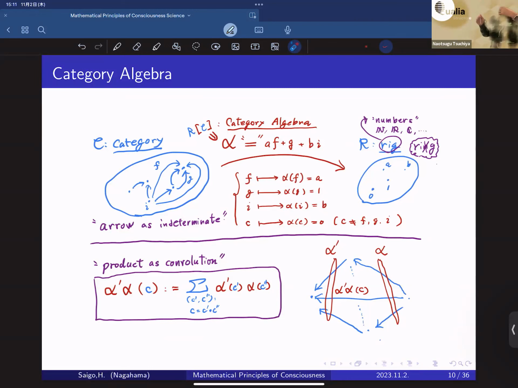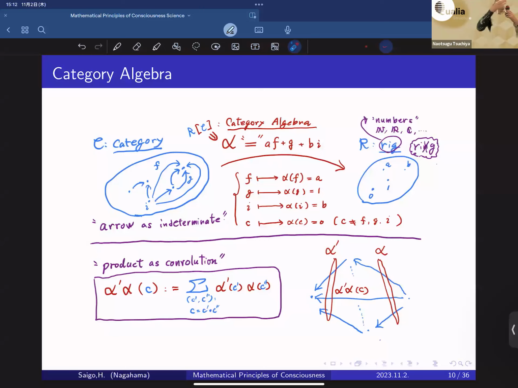And the next, this is one main point of this talk. The notion category algebra. What is category algebra? It is, very intuitively speaking, the algebra generated by the arrows as indeterminates.